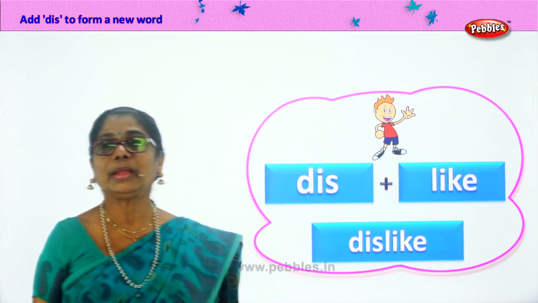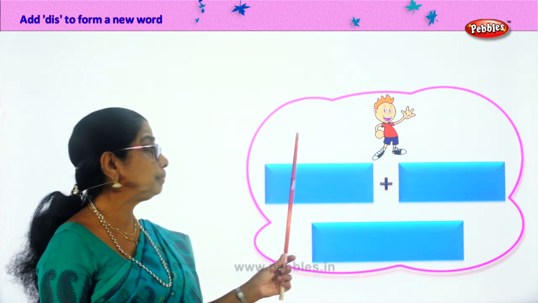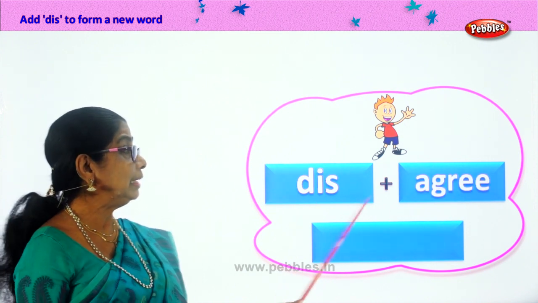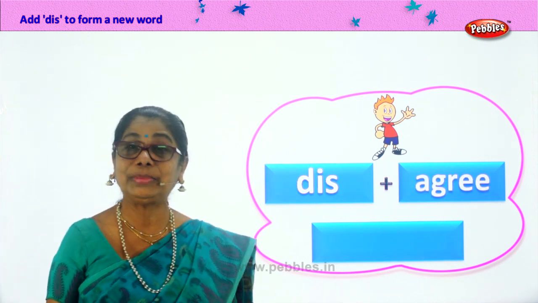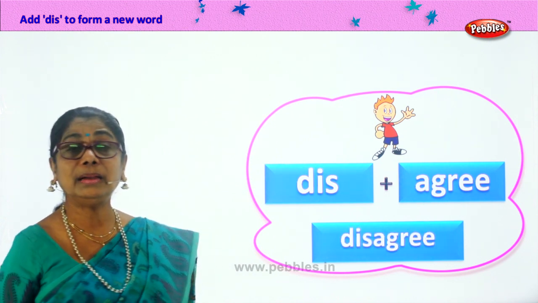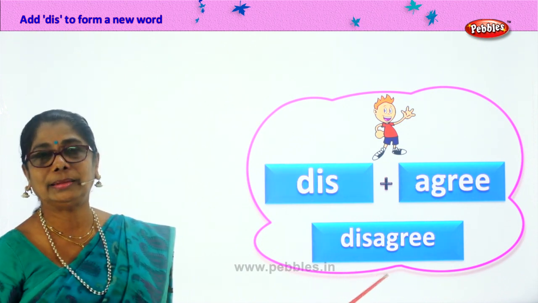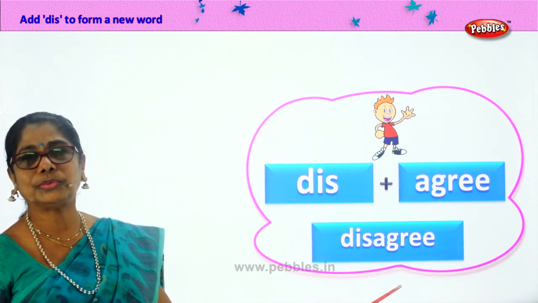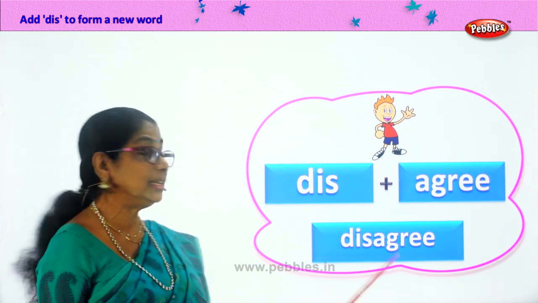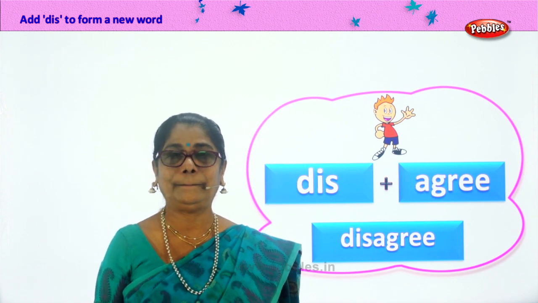Good. Let's look at another new word and place this in front of it. This plus agree. Disagree. You agree to do some play together. Then you say, no, I disagree. I don't want to play together. I don't agree to the rules of the game. Spell disagree. D-I-S-A-G-R-E-E. Disagree.